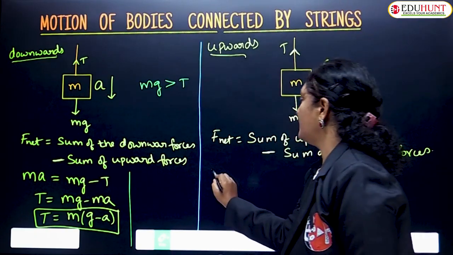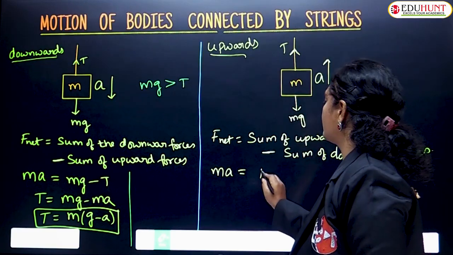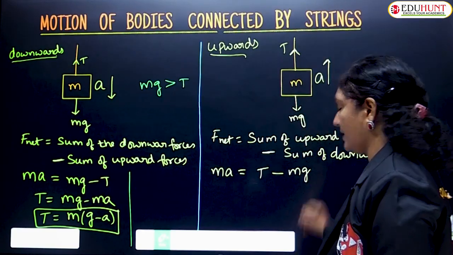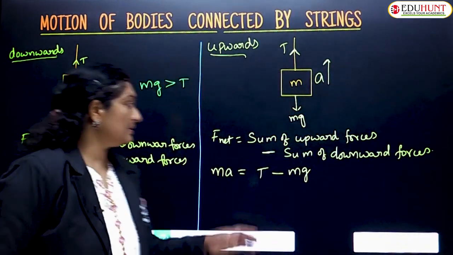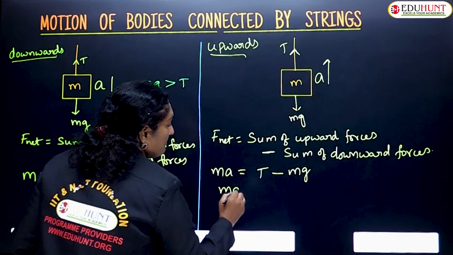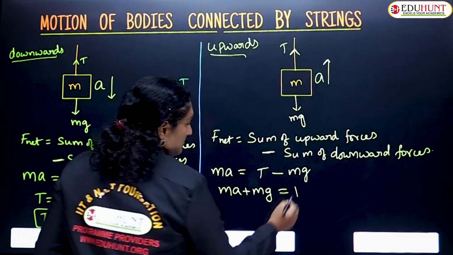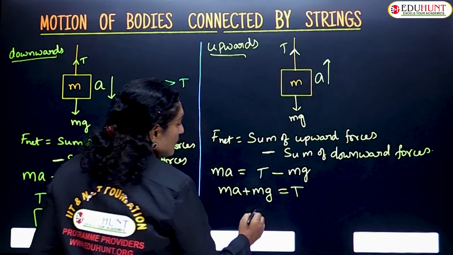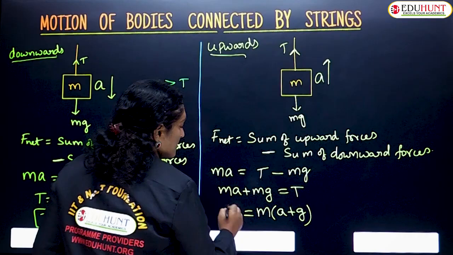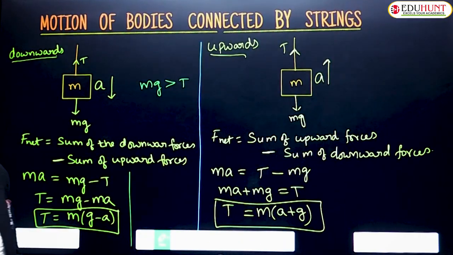So F net can be written as mass into acceleration, which is equal to the sum of the upward forces, which is given by T, minus the sum of the downward forces, given as mg. Keeping the T this way and carrying the minus mg to the other side, we have ma plus mg must be equal to T. Taking m common, we have m times (a plus g) equals T. So the tension created in the string is equal to m into (a plus g).